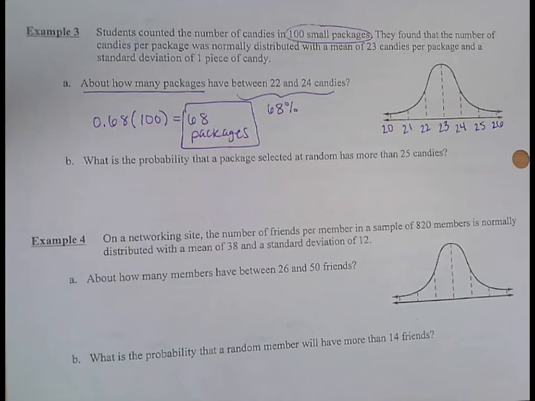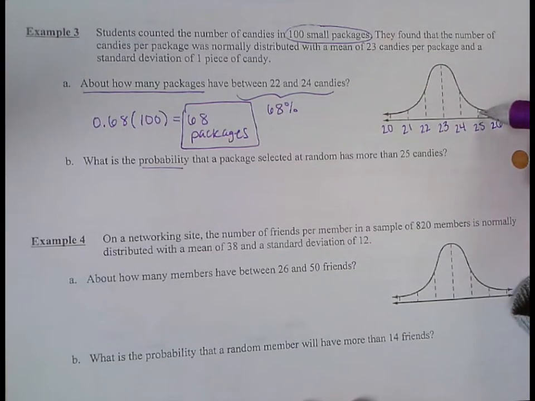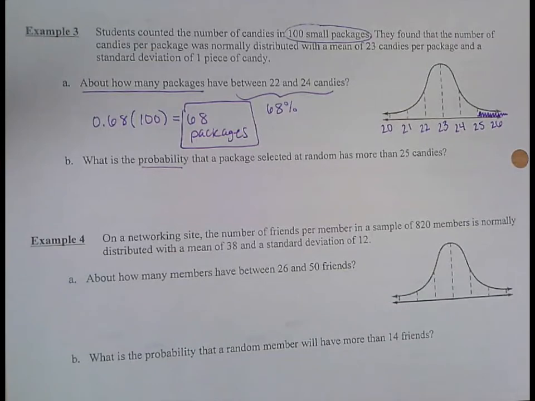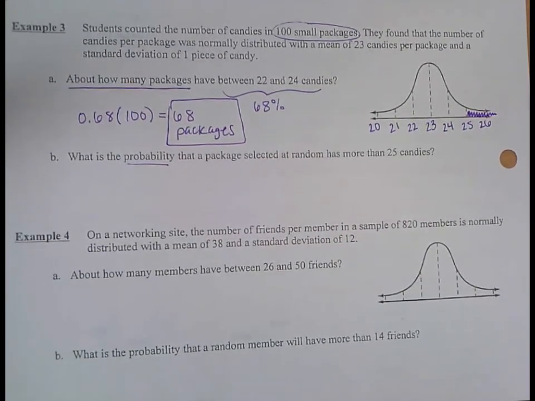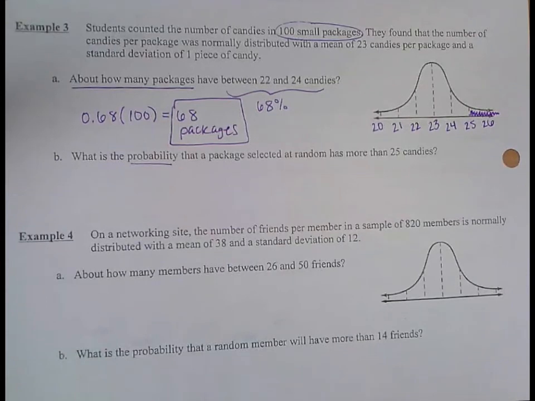And then part B says, what is the probability? So this is actually asking for probability. Your answer should be a percent. What is the probability that a package selected at random has more than 25 candies? So it's asking for this area here. Ideas on how we could figure that out? Cora?